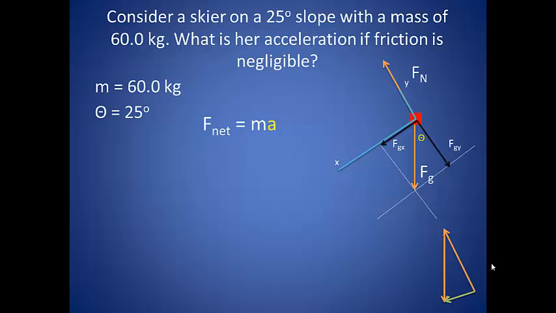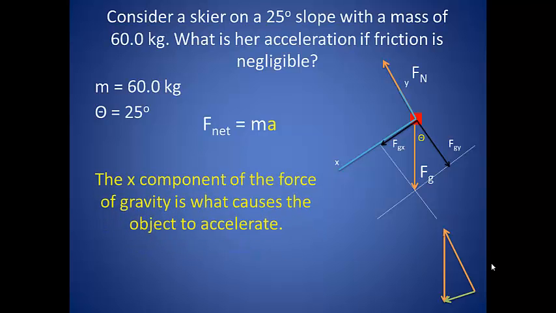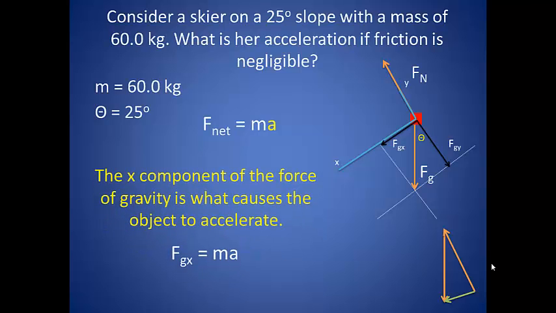Now, which one of those components is equal to the net force? Think about which of those forces is actually going to pull the skier down the slope. We can also look at what we ended up with when we added the gravity vector and the normal vector. The resultant of that ended up being the same as the x component of our gravity vector. So we can substitute FGX in for the net force in our Newton's second law equation.